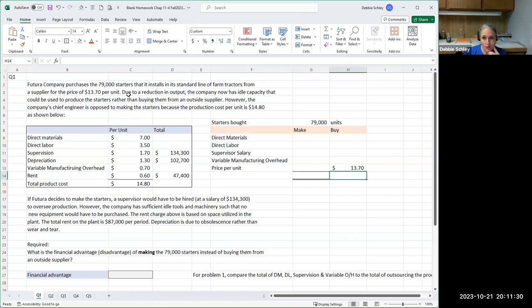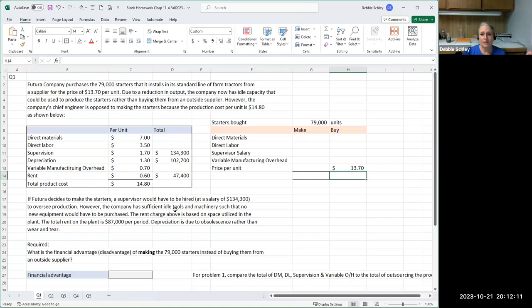Okay, so due to a reduction in output, the company now has idle capacity that could be used to produce the starters rather than buying them from an outside supplier. However, the company's chief engineer is opposed to making the starters because the production cost is $14.80 as shown below. So this is information that they're giving me about what they think it would cost to make the starters. If Futura decides to make the starters, a supervisor would have to be hired at a salary of $134,300. So that's that number there to oversee production.